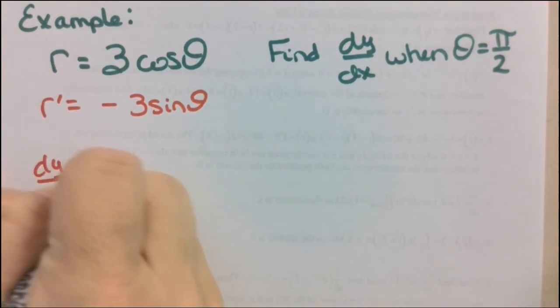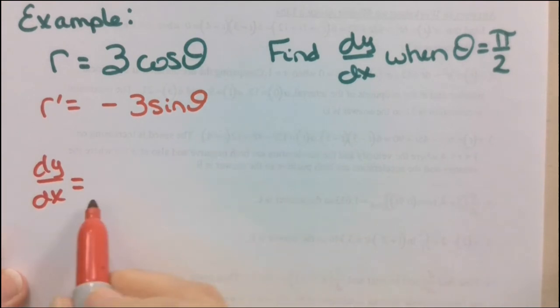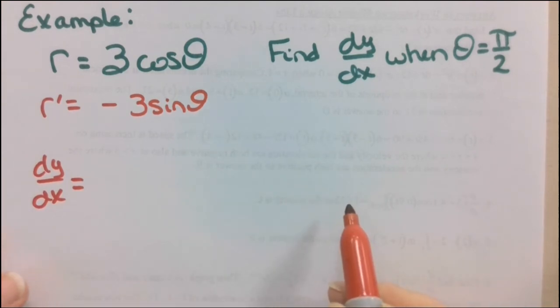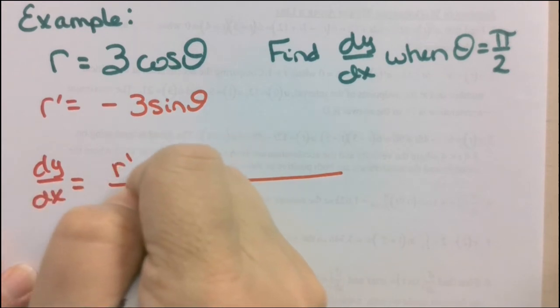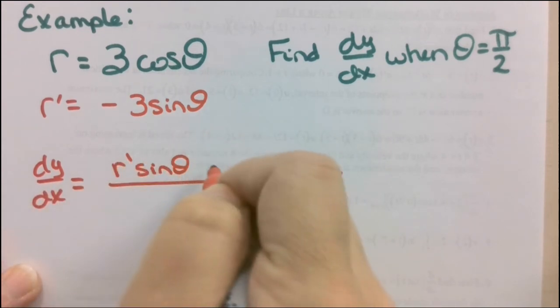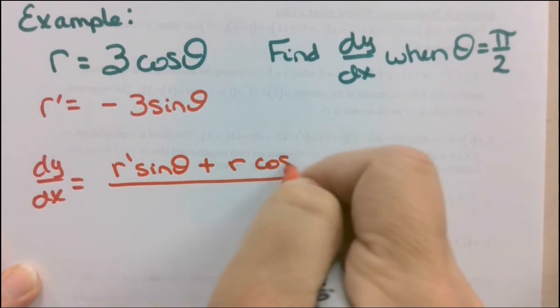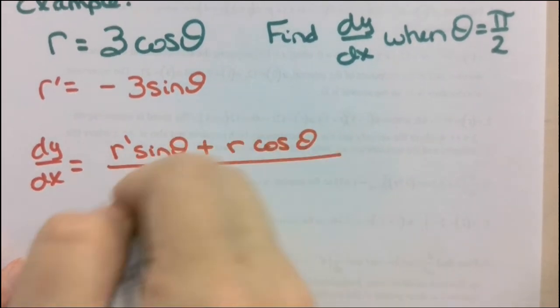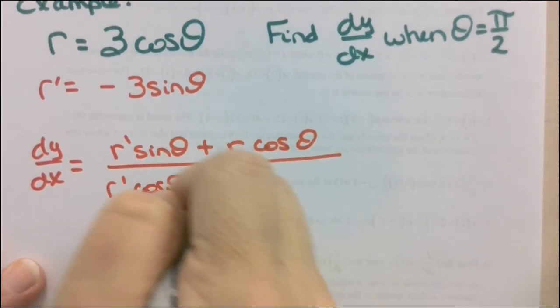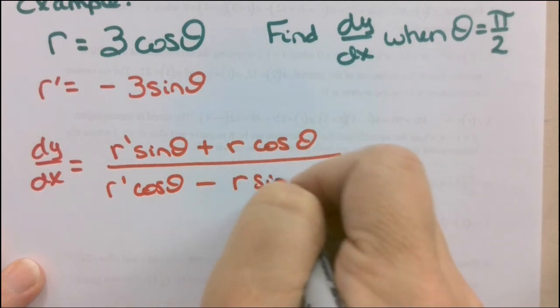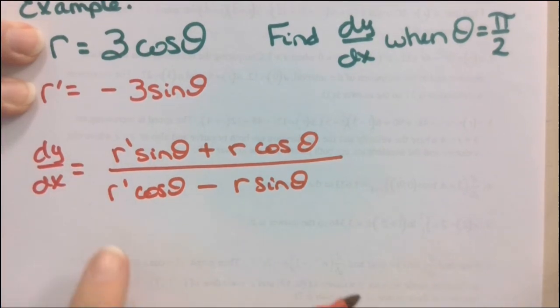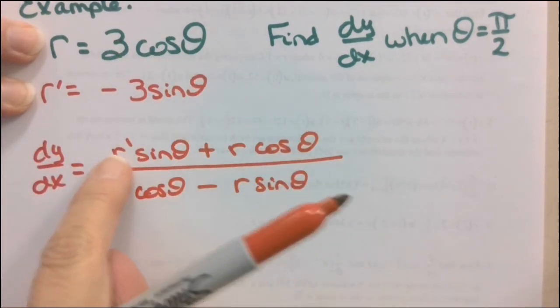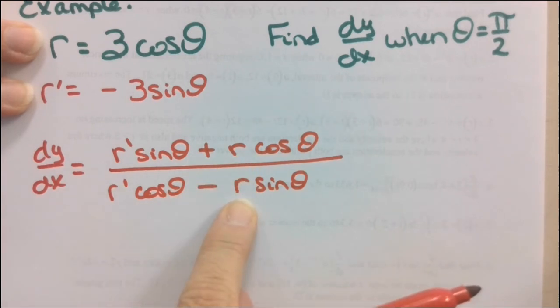dy/dx. The first thing I'm going to do is write out the rule so we can reference it here: r prime sine theta plus r cosine theta over r prime cosine theta minus r sine theta. That's our derivative rule. Now I'm going to plug in these expressions for r prime and r in the numerator and the denominator.